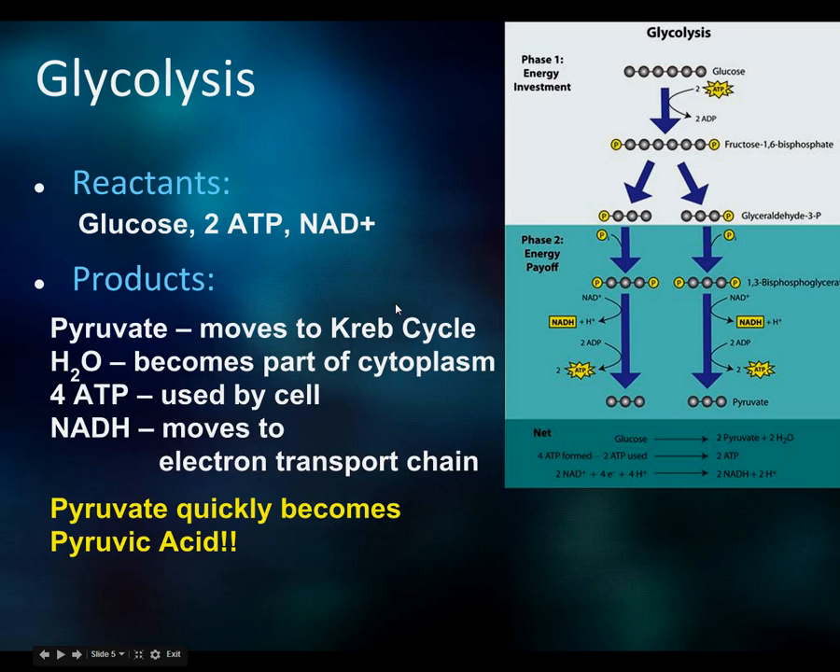The products, you get pyruvate, you get H2O, a little bit of water, it just becomes part of the cytoplasm. You get 4 ATP that can be used by the cell, and you get NADH, which is listed down here. And these move on to the electron transport chain in the mitochondria. The pyruvate moves to the Krebs cycle in the mitochondria or to fermentation. So these four things are the products.